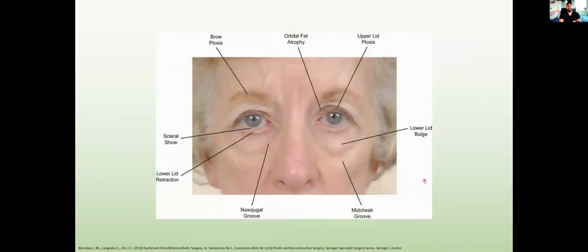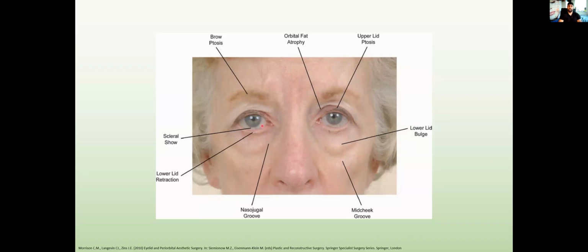I've got a couple of images quite similar to this, just to show you so we know the terminology, because that's very important before we inject. So let's take a look at this lady's face here. Now, she's got clear ptosis of the upper eyelid. You can see there's atrophy of the orbital fat. Why? Because there's a little bit of hollowing over here.